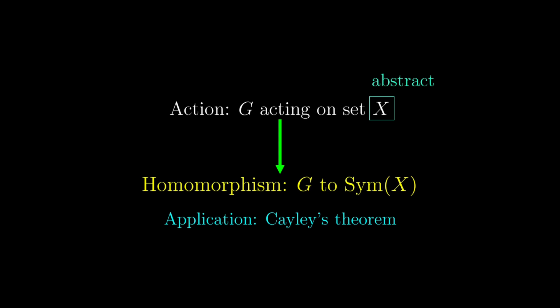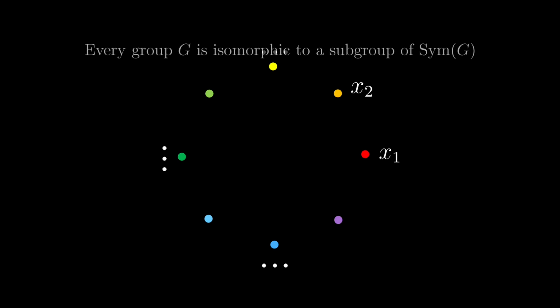But it is still very useful to have this mental picture where the elements in the abstract set X are just these little dots, and a group action just somehow rearranges these dots. With that said, let's look at what Cayley's theorem says. Cayley's theorem states that every group G is isomorphic to a subgroup of the symmetric group of G.